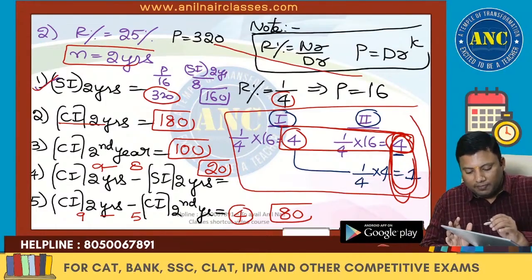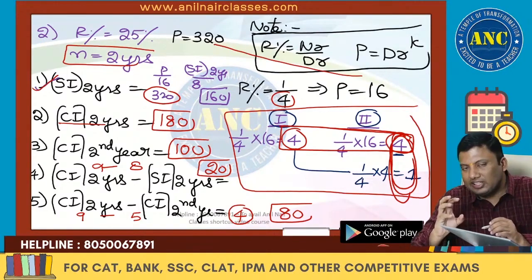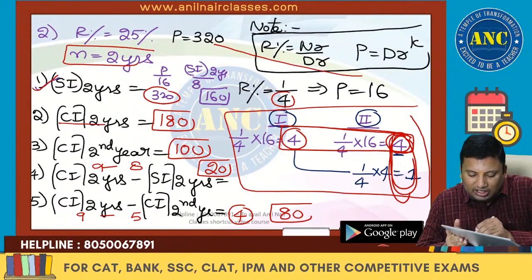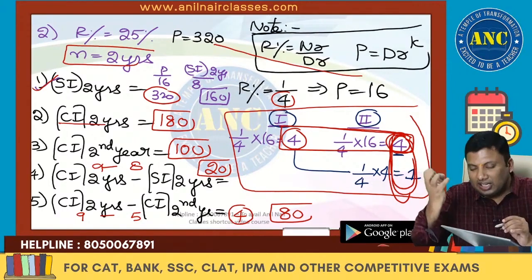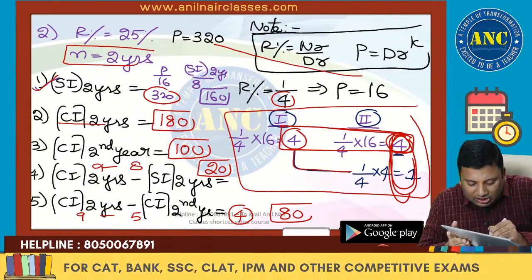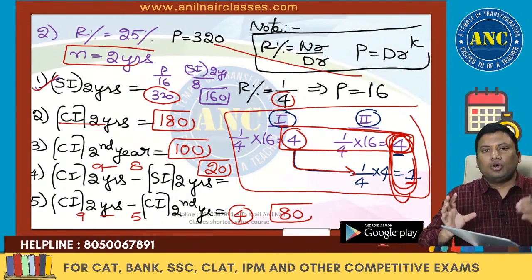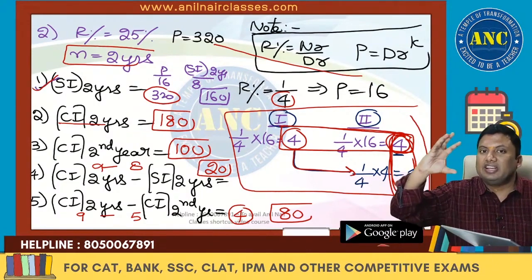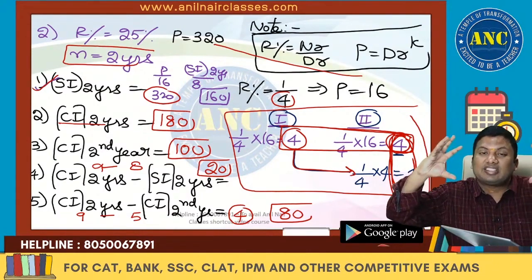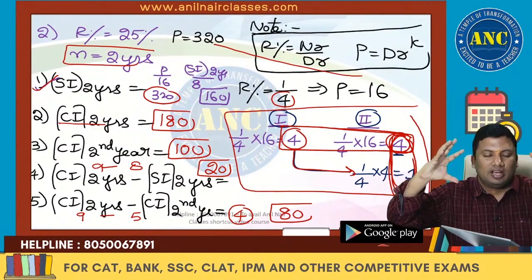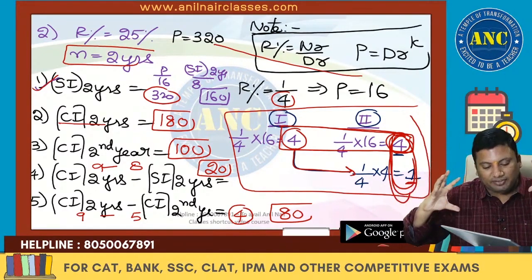CI for the second year: CI is SI plus interest on interest. Already 4 is there, the previous interest amount. Interest on interest: 1/4 of 4 is nothing but 1. So SI for the second year is 4, and CI for the second year is 4 plus something. That something value is 1. CI for the second year is 5.